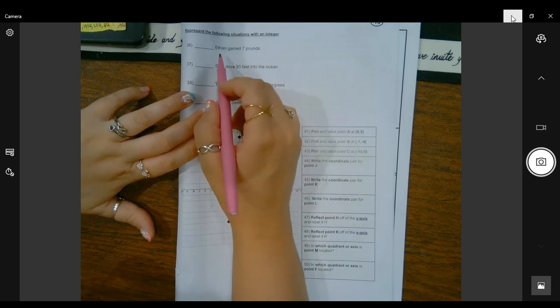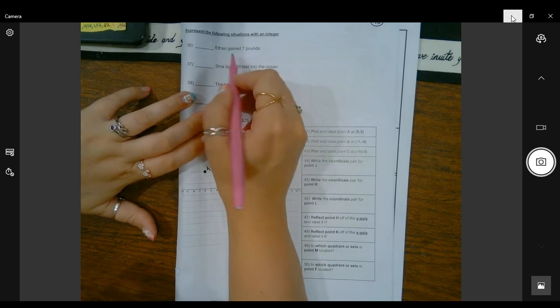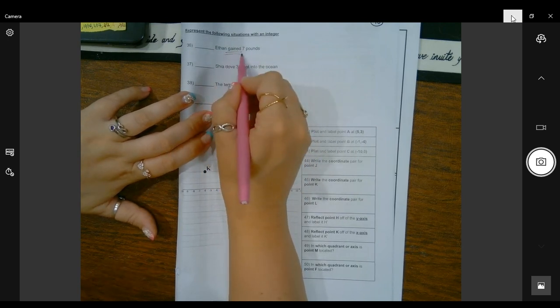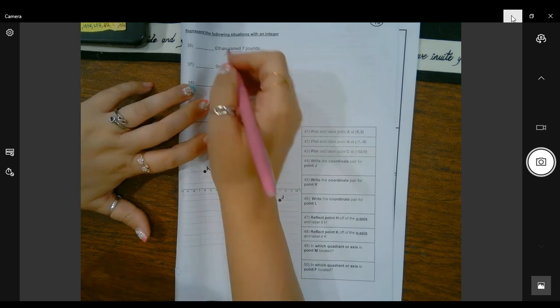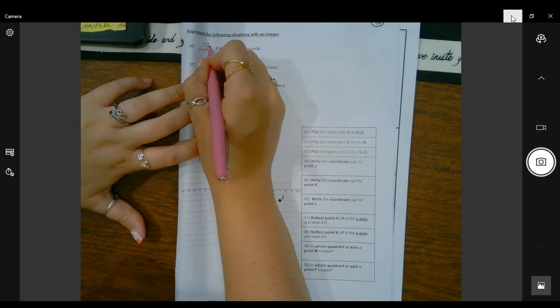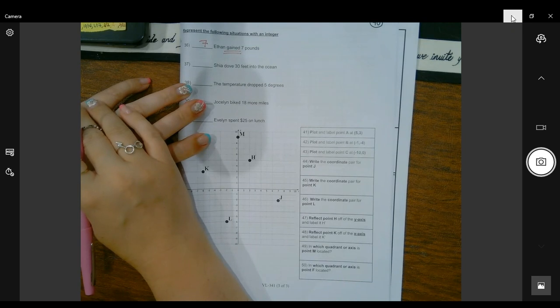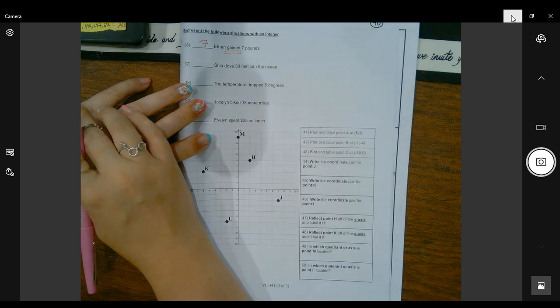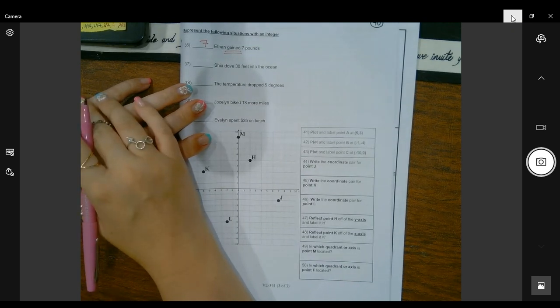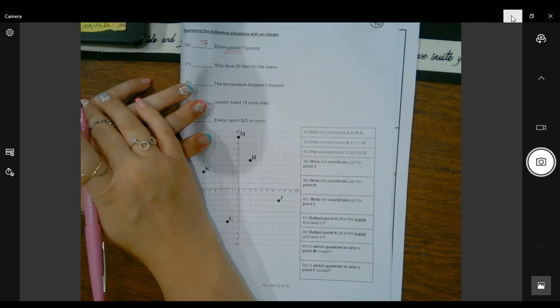So what's my keyword here? Ethan gained 7 pounds. Gained is probably my keyword. Do you think that's a positive or a negative? Yeah, he gained means he added 7 pounds to his weight. Now, do we need to actually put a plus sign if it's talking about a positive number? No, I don't have to put a plus sign, so you can just leave it like that.